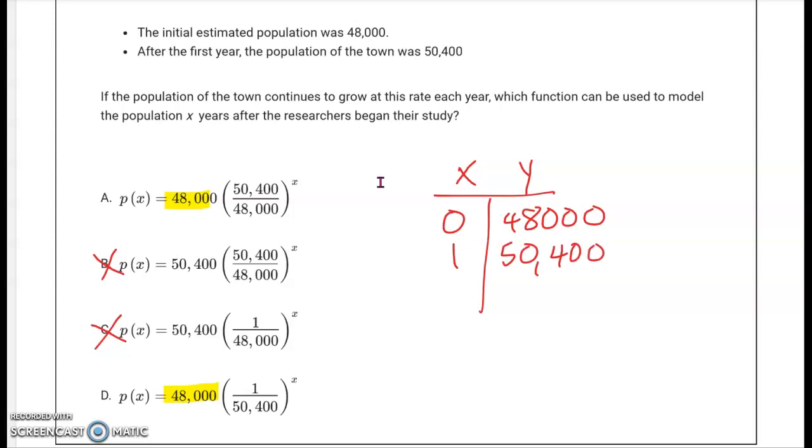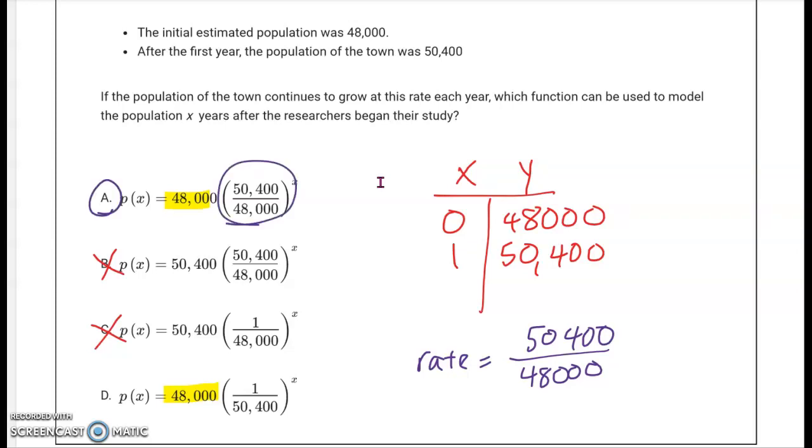And remember, to find the rate, you take the second y value, which is 50,400, and divide it by the first y value to get your rate, the b value. But we don't have to reduce it because look, it's already in there like that. Wonderful. A is the correct answer.